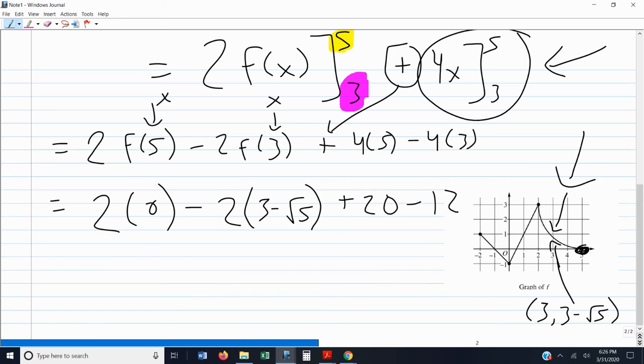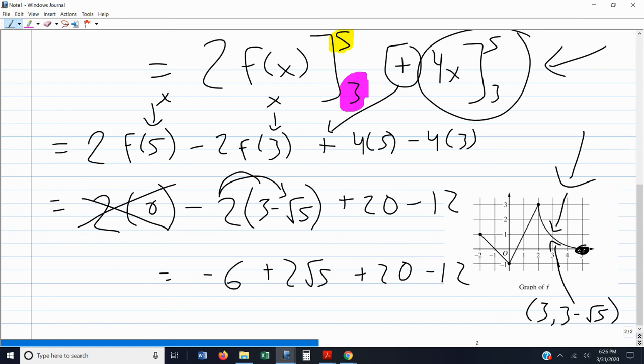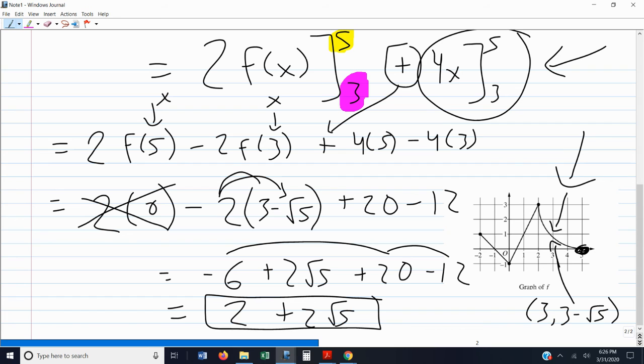You would technically be able to stop right there. So if you like leaving it unsimplified, you would be totally finished and you'd have full credit on this one. If you wanted to keep simplifying, you have a negative 6, you have a positive 2 root 5, you have a positive 20 minus 12. So that's distribution. You can combine those like terms. Negative 6 and 20 is 14. 14 minus 12 is 2. This is all without a calculator. So if you are worried about not getting the right answer, I would encourage you to just stop right here and not do any simplifying.